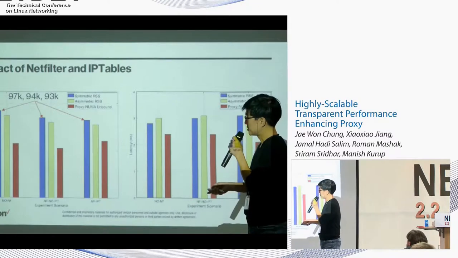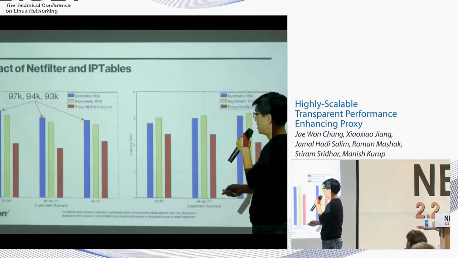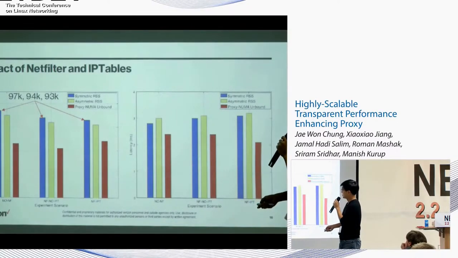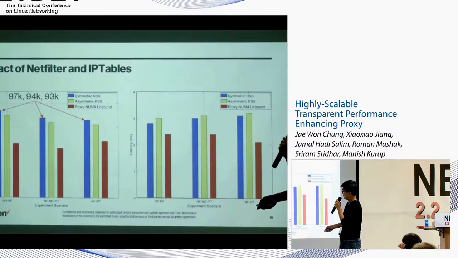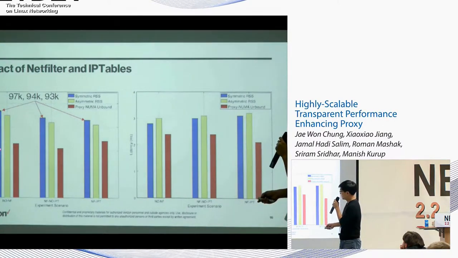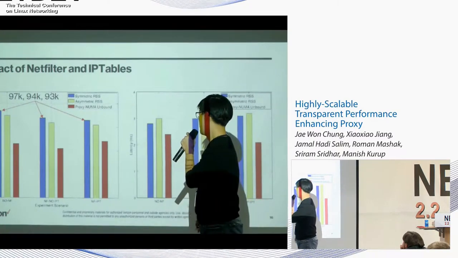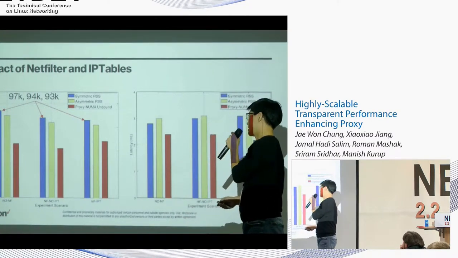And for that transaction per second number, let's compare the blue lines. This is a system using no netfilter, netfilter was not there. This is netfilter compiled in. This is using iptables. You can see a slight degradation in the transaction per second, but it wasn't that much.